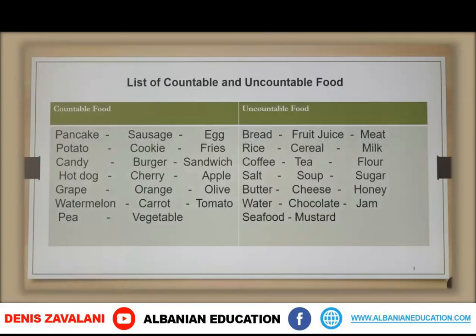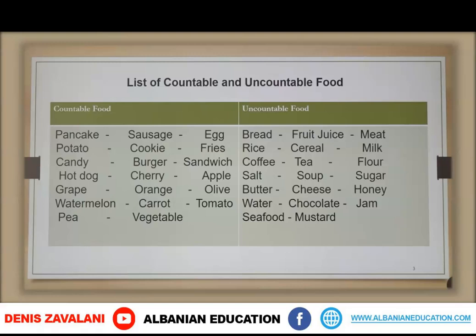There is a list of countable and uncountable food. We are going to read and see together which food is considered to be countable and which one is considered to be uncountable. So countable food nouns are pancake, sausage, egg, potato, cookie, fries, candy, burger, sandwich, hot dog, cherry, apple, grape, orange, olive, watermelon, carrot, tomato, pea, vegetable. So these are considered to be countable, so you can count them.